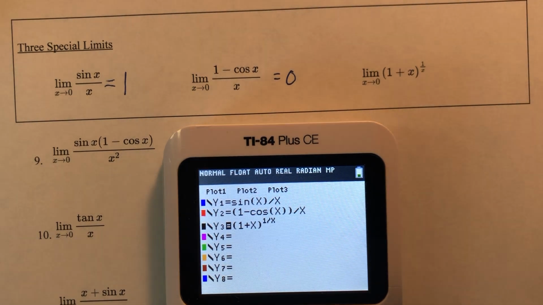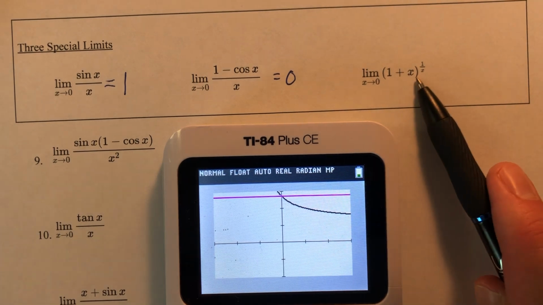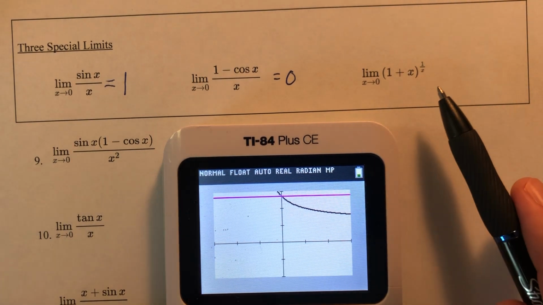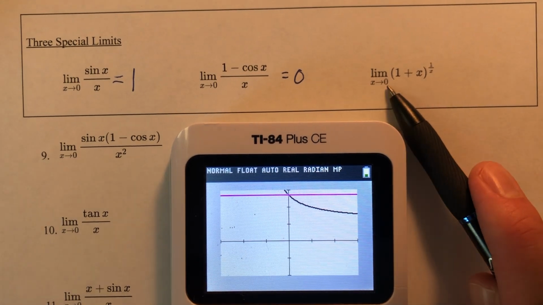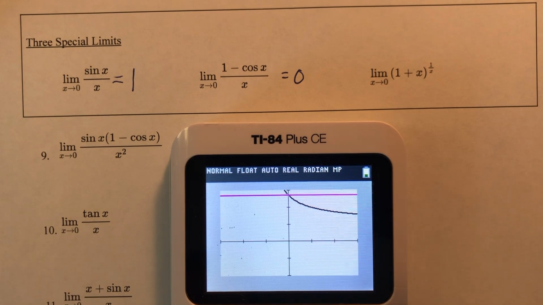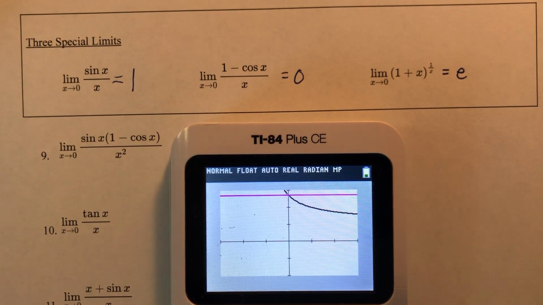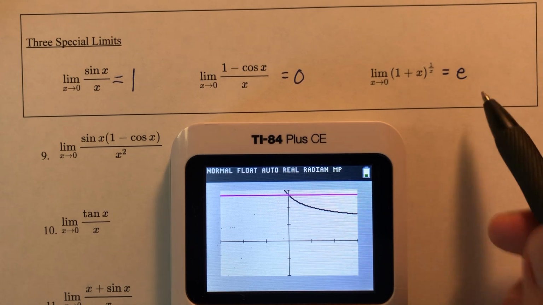If I graphed the number, I'm about to give it away, e, then you would see that this graph crosses. I say that loosely because they don't actually touch at that point because x doesn't equal 0 for this function. But they cross at e. They don't technically cross, but you know what I mean. I hope you know what I mean. What I'm trying to say is this limit is equal to e.